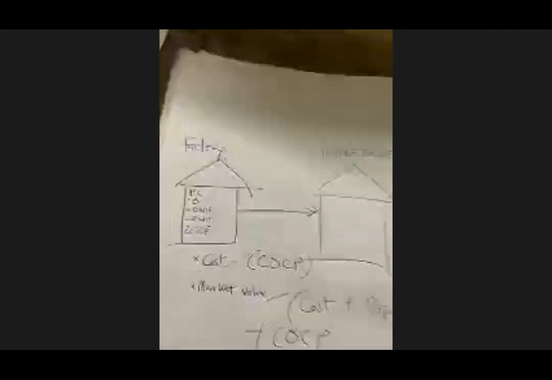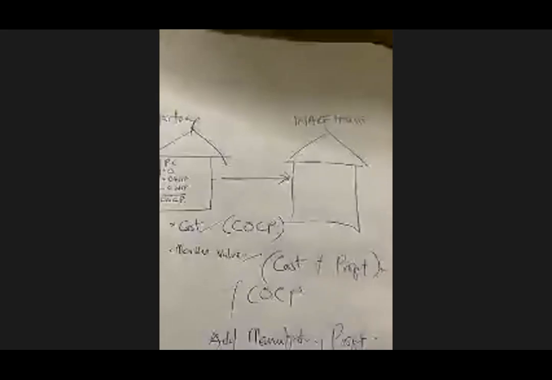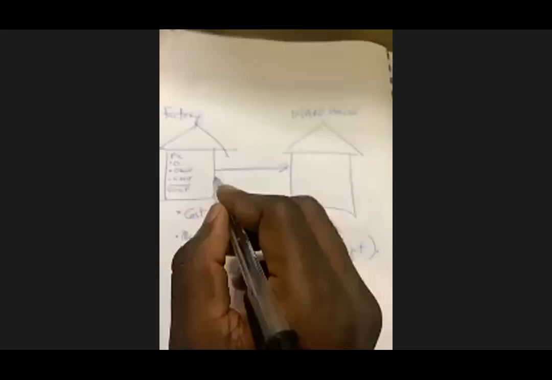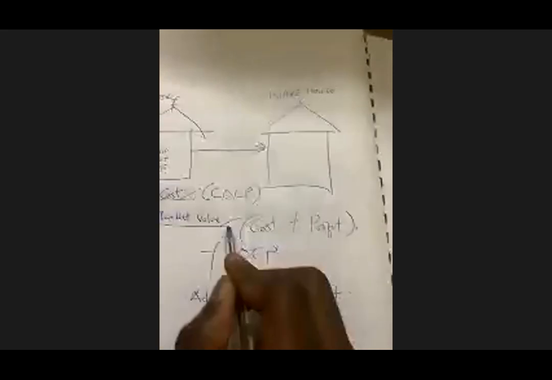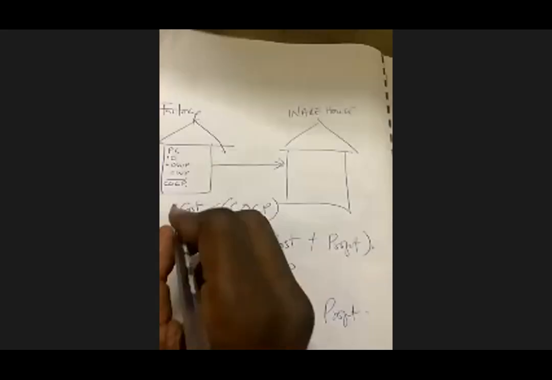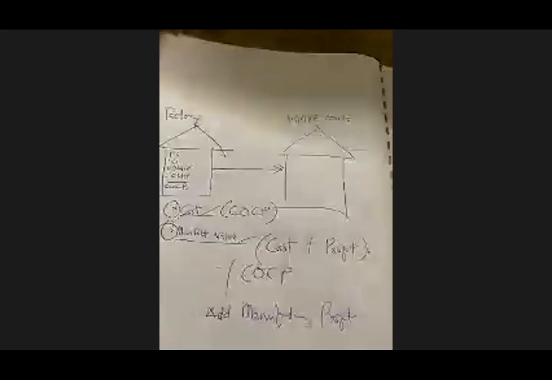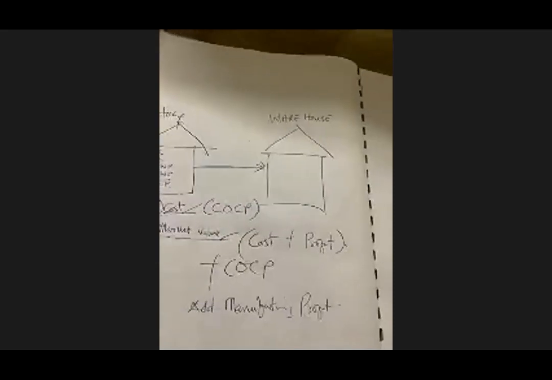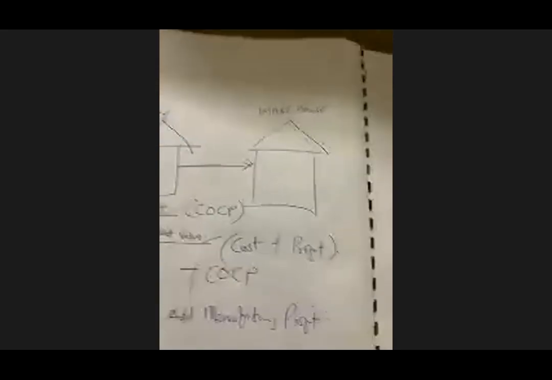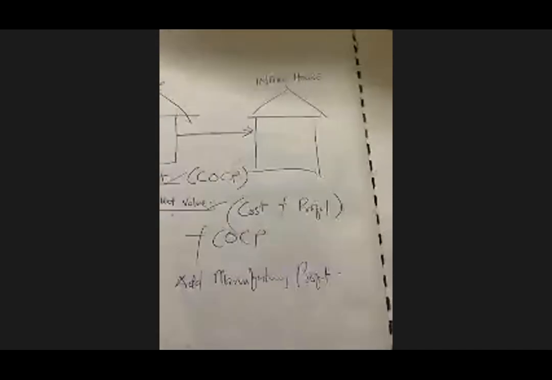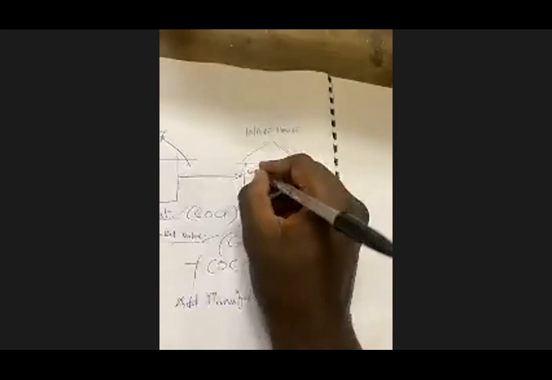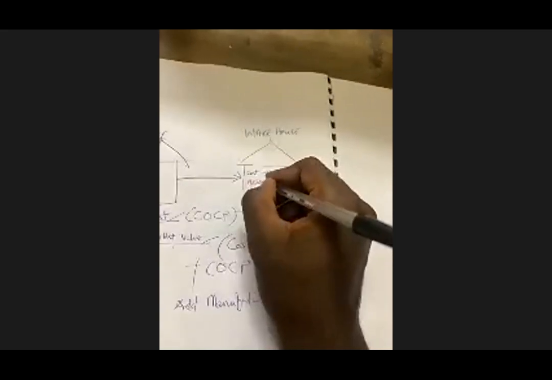So we either transfer goods based on cost or market value. Market value is when manufacturing profit is added to cost. So cost plus manufacturing profit will give us market value. In the warehouse, we may have goods being transferred based on either cost or market value.